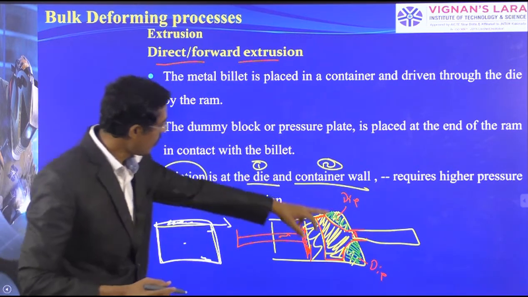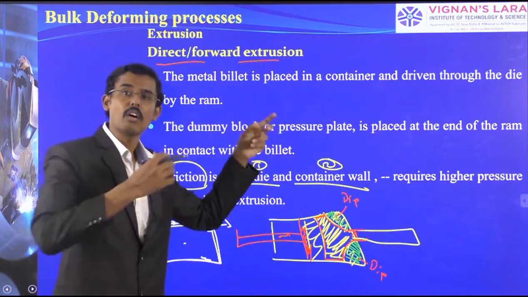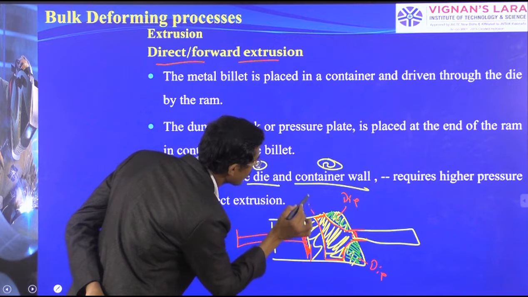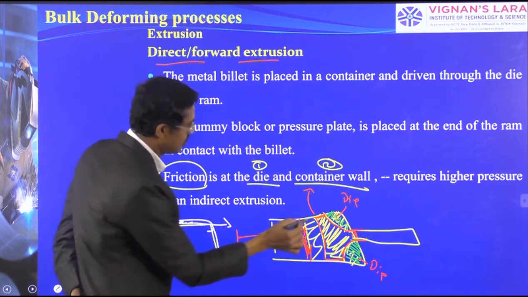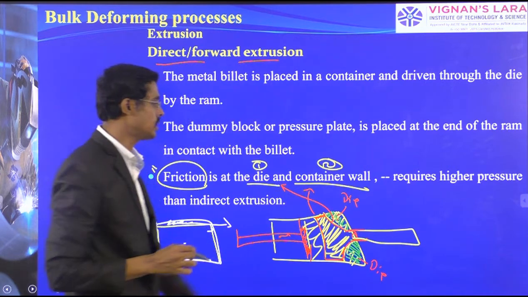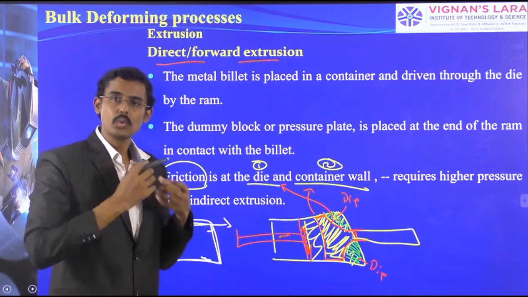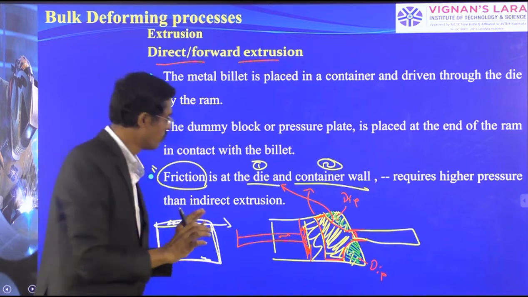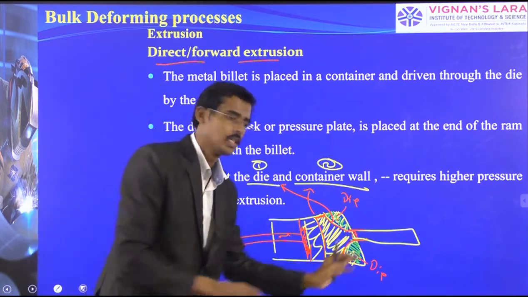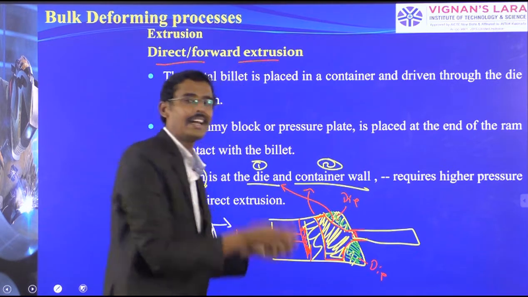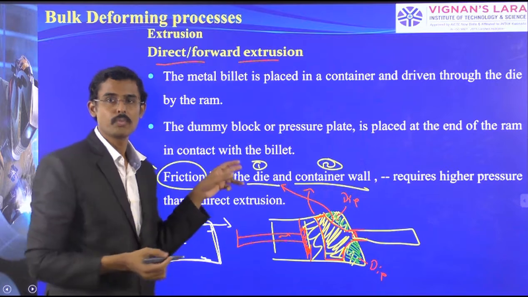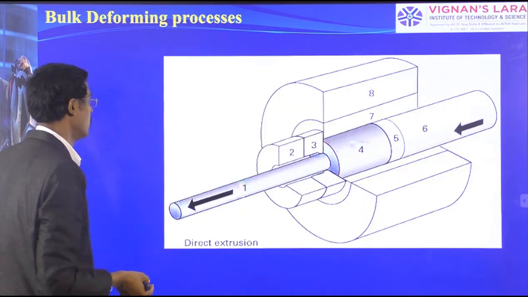Now we understand. All these red zones belong to frictional contact with the container. This zone is in contact with the die. So this happens, both together, and needs more pressure because a gripping action takes place. More pressure is needed to push this billet outside and not condition itself. So it takes more force. That is the point that we should understand from here.